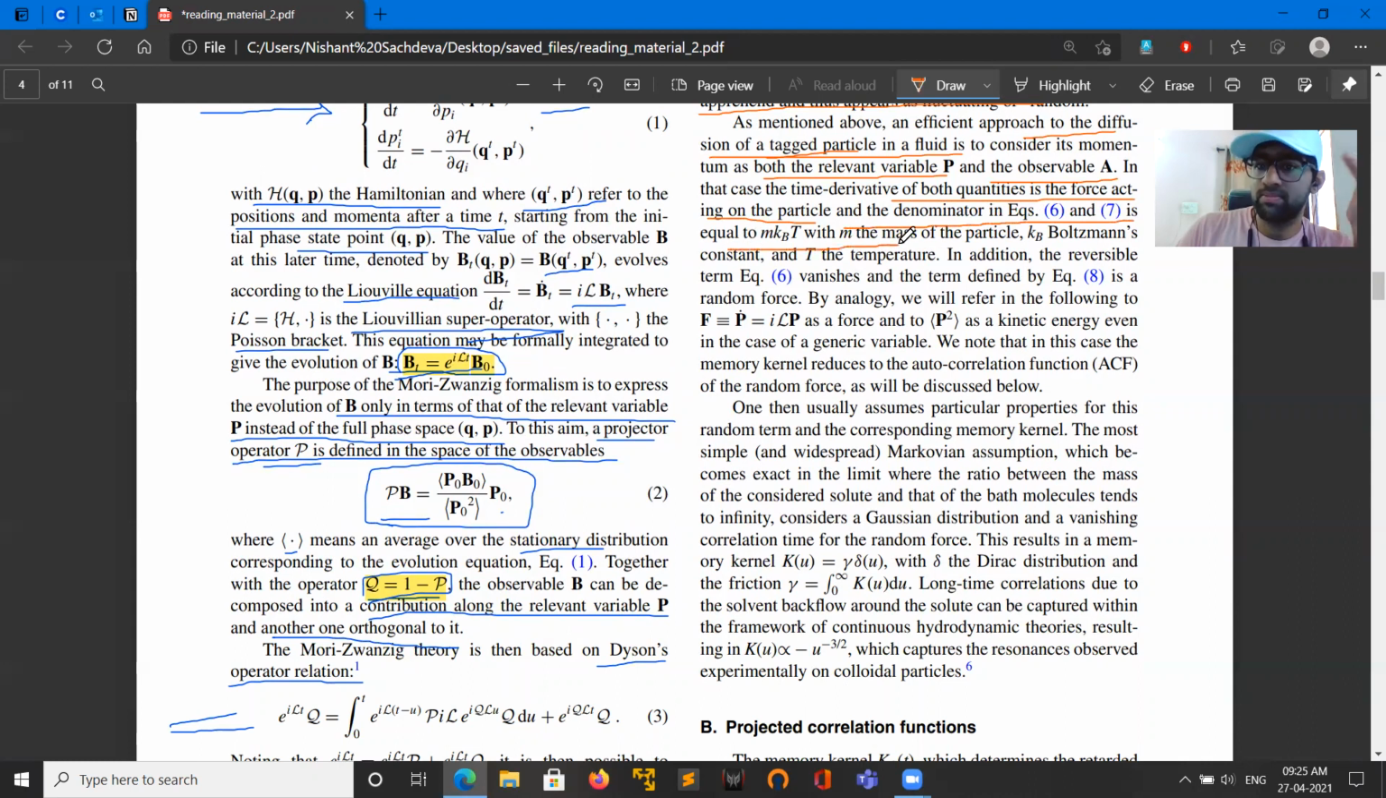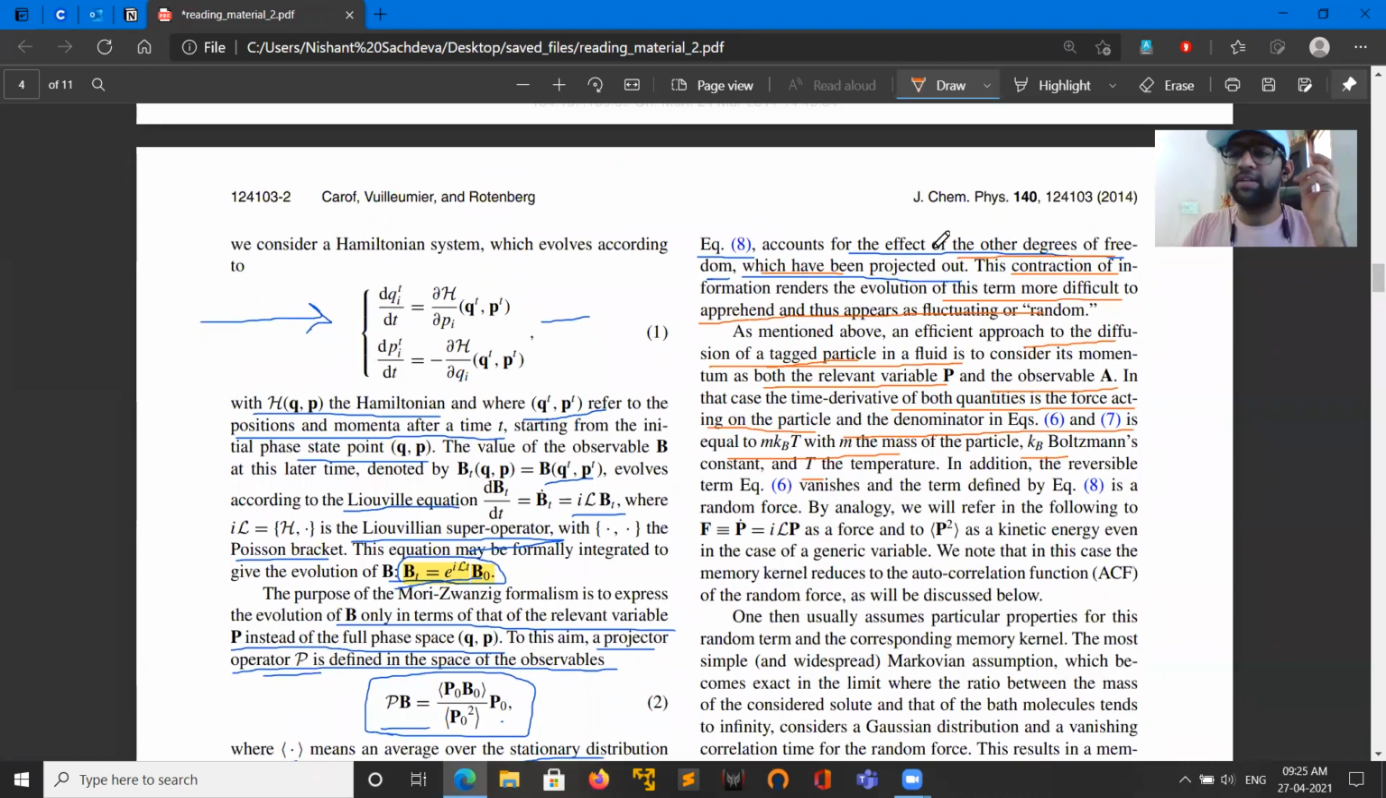M, kB and T are the usual ones. We'll read this part again because it's a bit complicated.